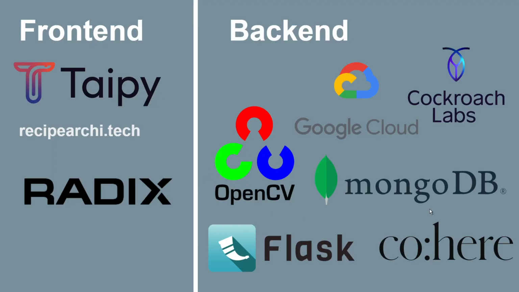our tech stack. So our front end is built using TyPy, and the domain we chose for the domain prize was recipearca.tech. In our back end, we have Google Cloud API. We're also using Cockroach Labs, which you'll see later on. MongoDB Atlas, like mentioned before, OpenCV for processing the flyers, Flask, and Cohere.